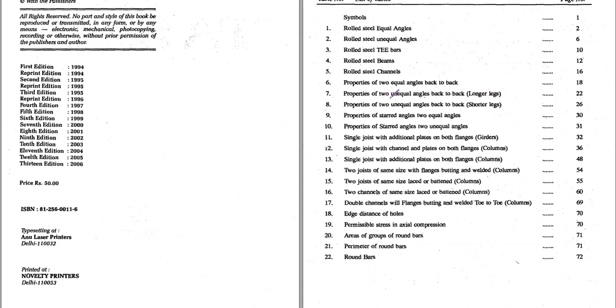Now here the angle is ISA 90 cross 60, that means the leg sizes are 90 and 60, that means unequal angles. It is provided back to back, that means the angles are provided on the two sides of the gusset plate. There are no formulas or values for the condition when the angles are placed on the same side, so the value will be the same for the two cases, the two figures here. So you have to go to page number 22.